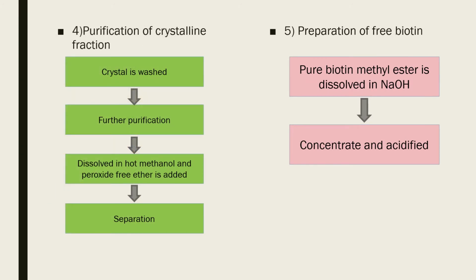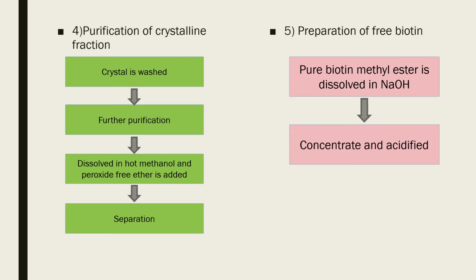Next is purification of the crystalline fractions. The crystal is washed with ethyl acetate until it becomes colorless. It was then further purified by sublimation at 150 to 160 degrees Celsius and some pressure. The sublimate is dissolved in hot methanol and peroxide-free ether is added. The biotin methyl ester was separated from the solution by using long thin needle.